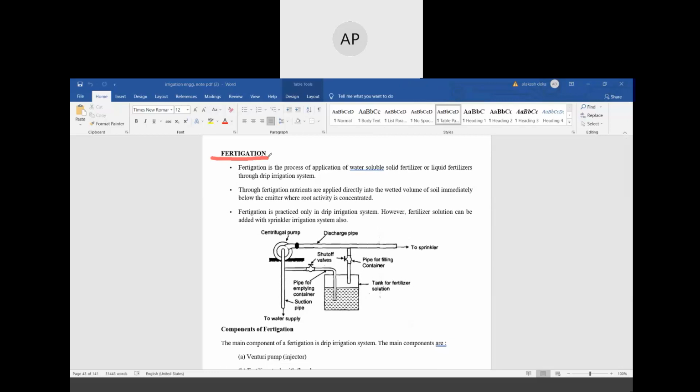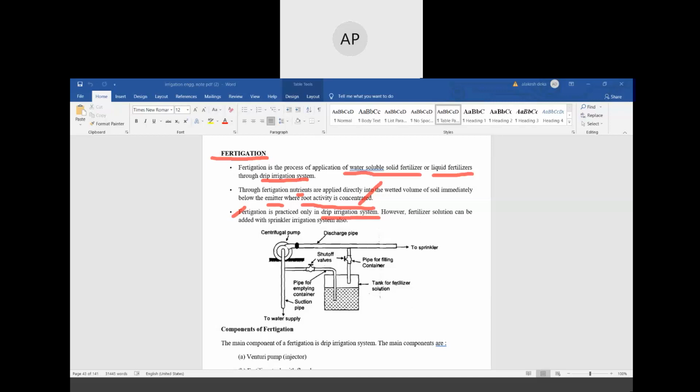Fertigation is the process of application of water soluble solid fertilizer or liquid fertilizers through a drip irrigation system. Through fertigation, nutrients are applied directly to the wetted volume of soil immediately below the emitter, where root activity is concentrated. Fertigation is practiced mainly in drip irrigation systems. However, fertilizer solution can be added with a sprinkler irrigation system also.